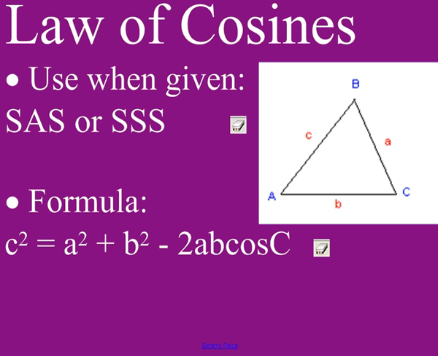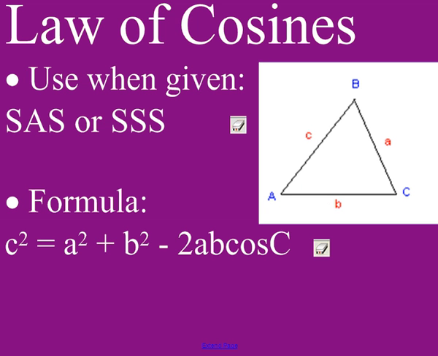Okay, law of cosines. We use this when we're given all three sides, so that's side, side, side, or if we have side, angle, side. What that means is we have a side, an included angle, and then another side. The side, side, side case is if we're given all three sides and we want to find any one of those angles. The formula for the law of cosines, you also do not have to memorize. It will be given to you.